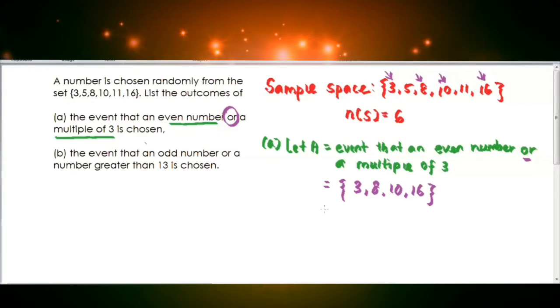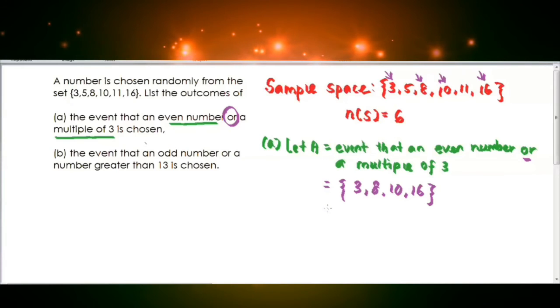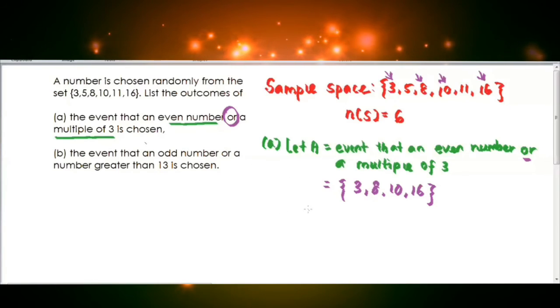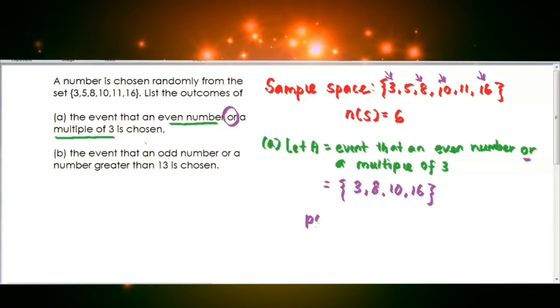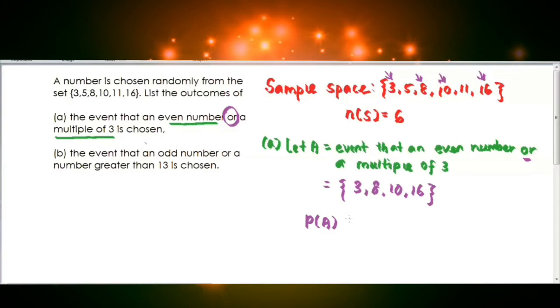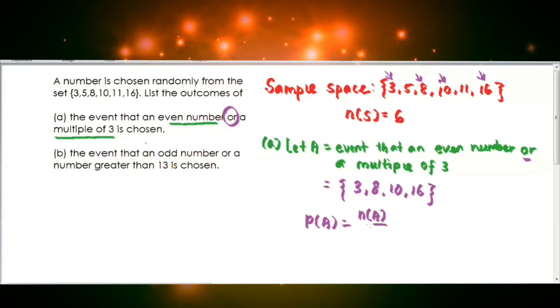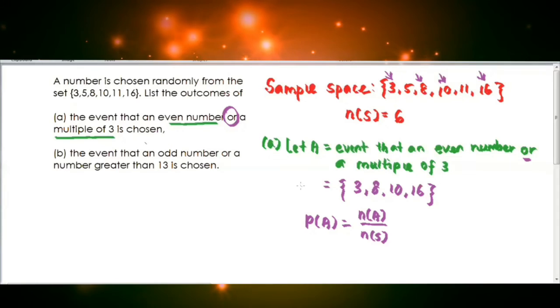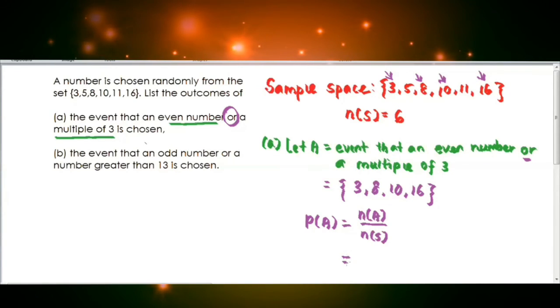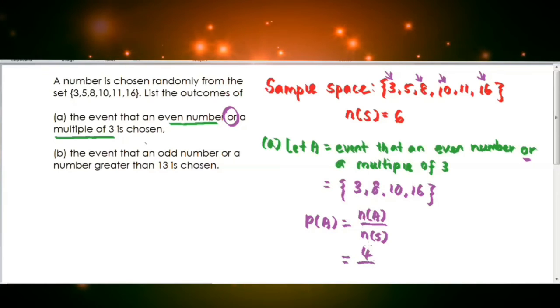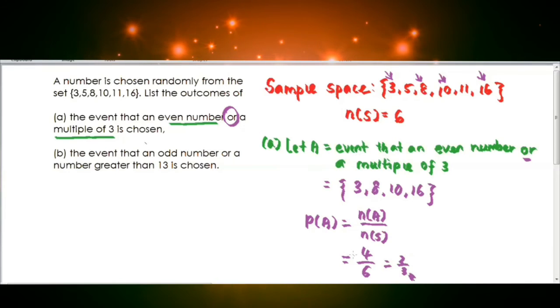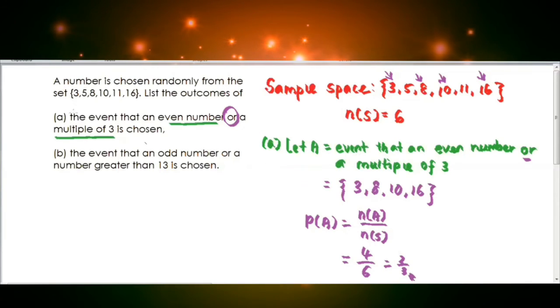This is the outcome. The question just requires us to list the outcomes, so this is the answer. In case the question requires us to find the probability, we can do it like this. Probability of event A equals the number of the event divided by the number of the sample space. Remember the formula. The number of the event is 4 and the number of the sample space is 6, so it equals 2/3. This is the answer for probability, but the question only requires us to list out the outcomes of the event.